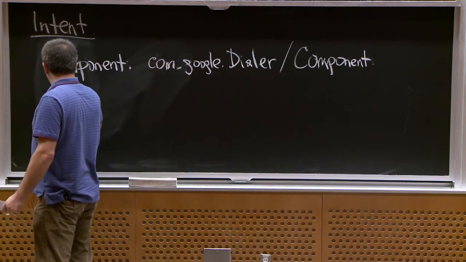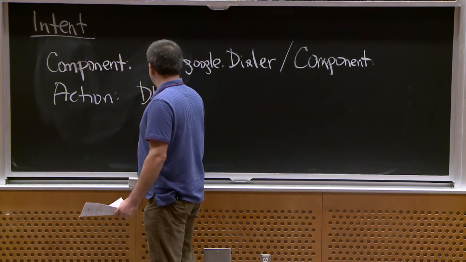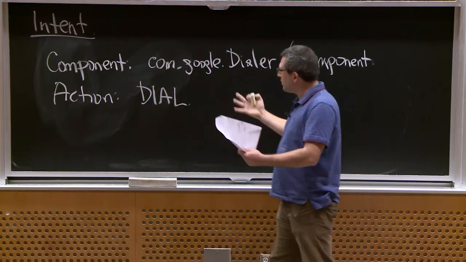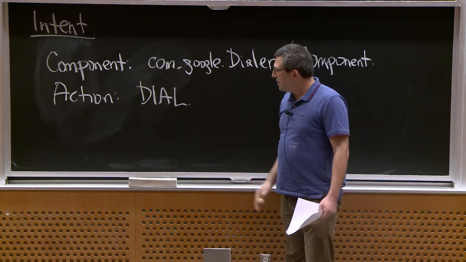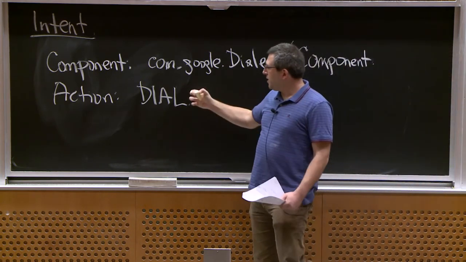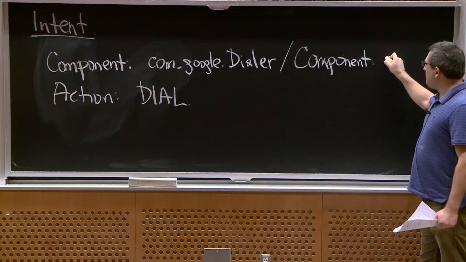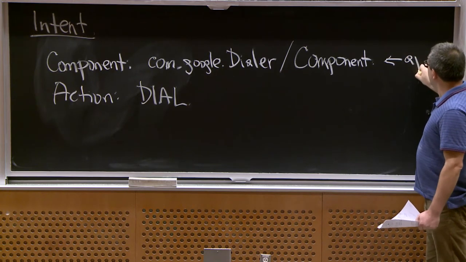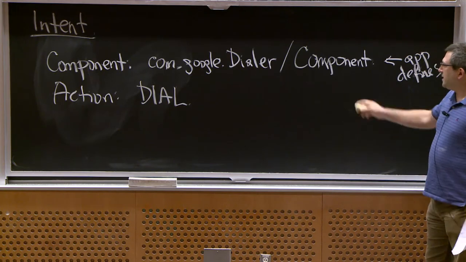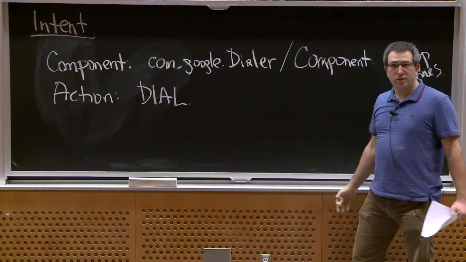There's also an action field, which you can specify. For example, there's a dial action. These are all strings, by the way, so it's easy to understand what's going on. The string dial is going to cause the recipient to realize you want to make a phone call. You want to dial something. And these are completely defined by the apps. The app defines this string, and every application gets to decide what its components are named.